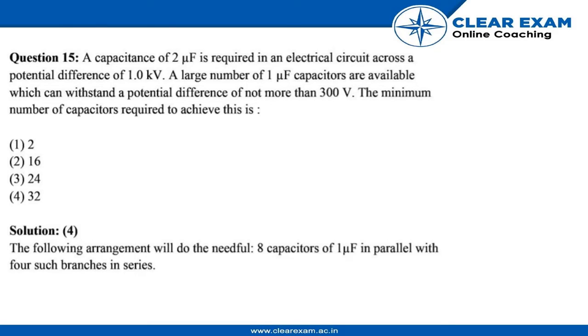Today we will discuss question 15. A capacitance of 2 is required in an electrical circuit across a potential difference of 1 kilowatt. A larger number of 1 capacitor are available which can withstand a potential difference of not more than 300 watt.